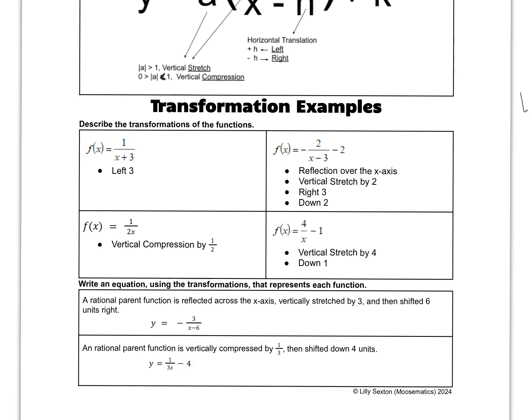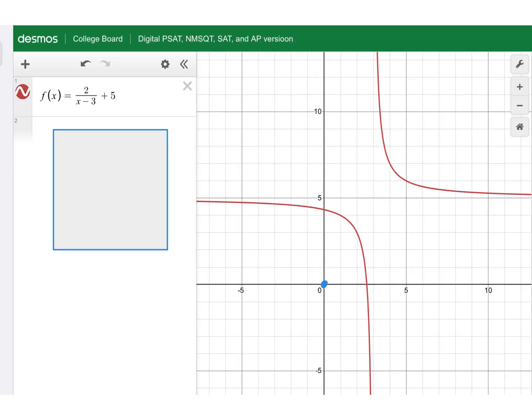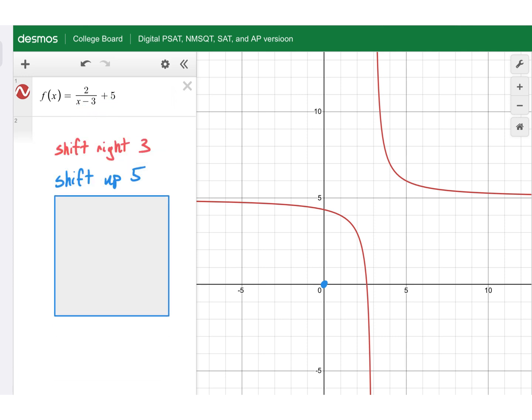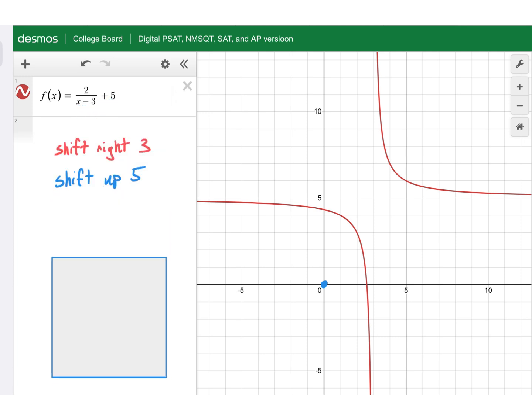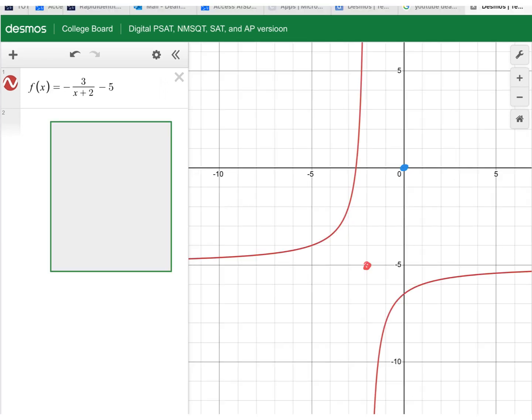All right, now let's just look at some graphs. So here I've graphed a function for you. It's f of x equals, or y equals 2 over x minus 3 plus 5. Let's quickly just talk about the transformations. So we have a stretch of 2. We have a shift right 3 units and a shift down of 5 units. So you can see that here. And I need to go ahead and add that stretch.